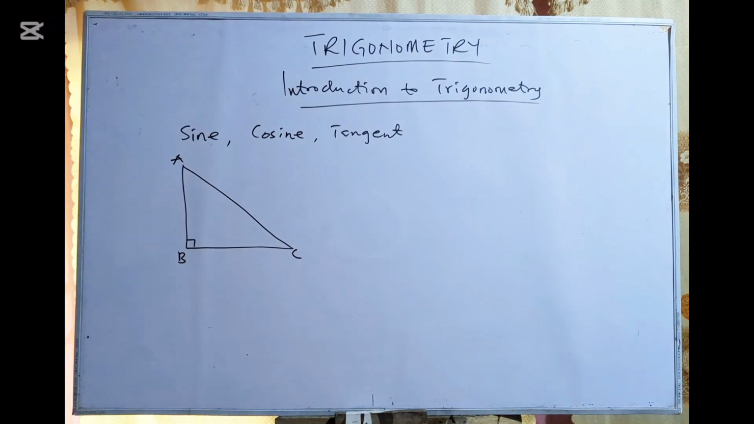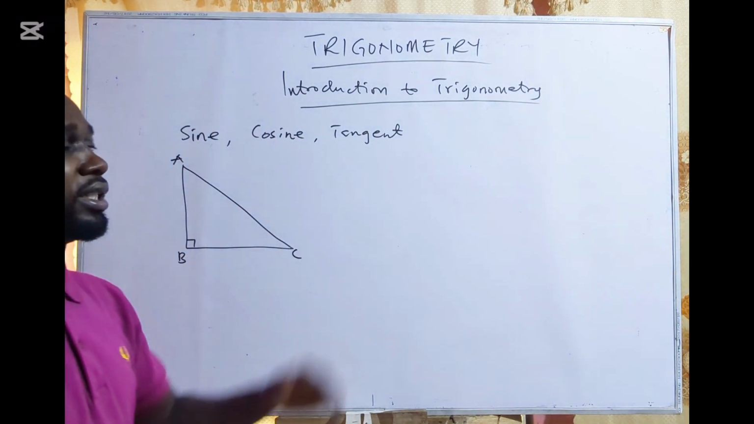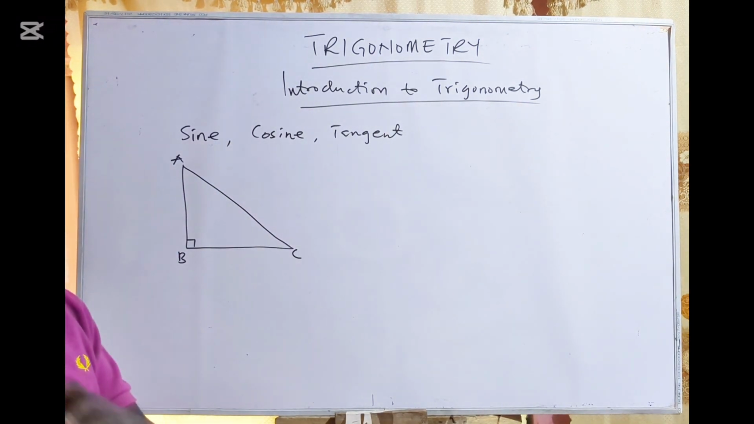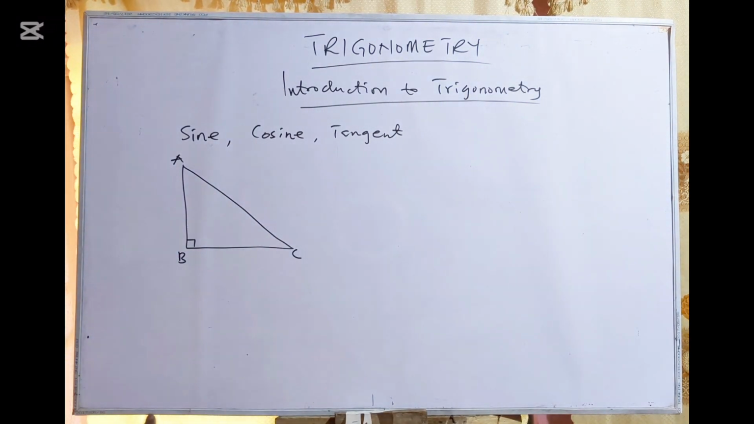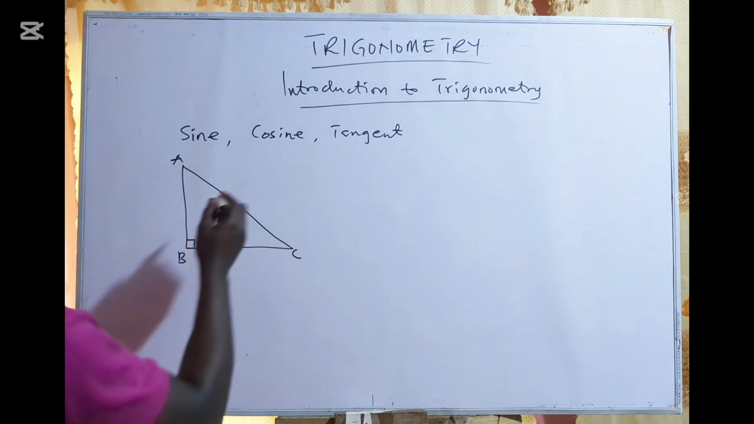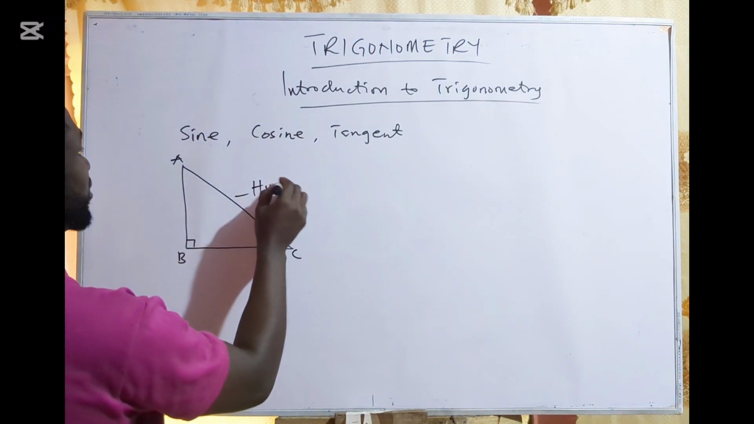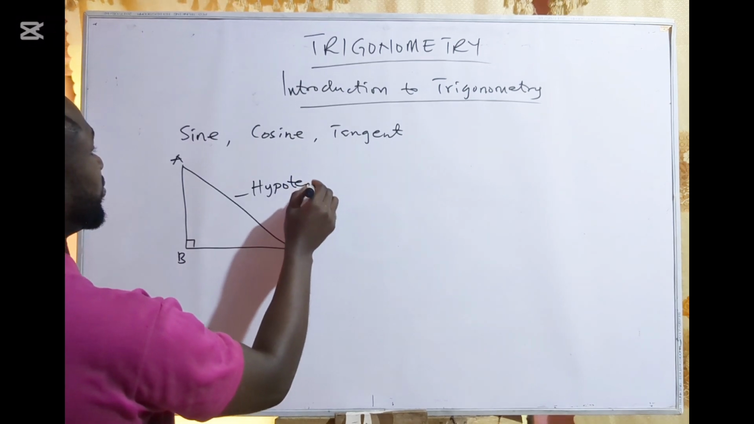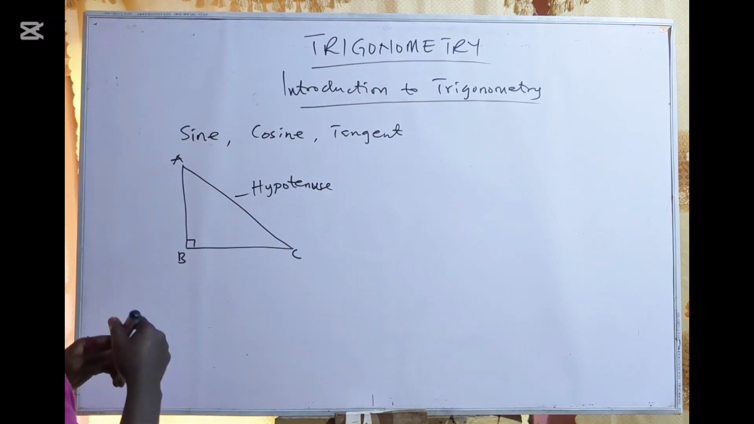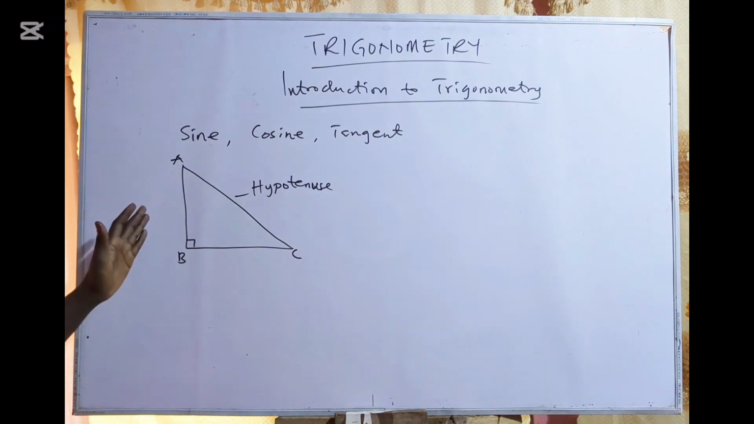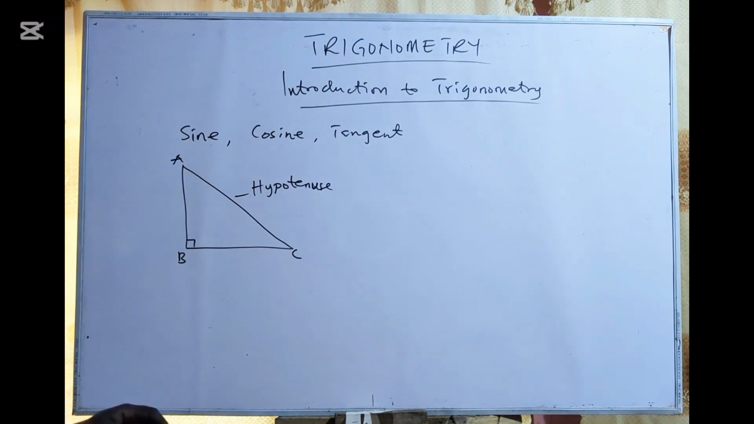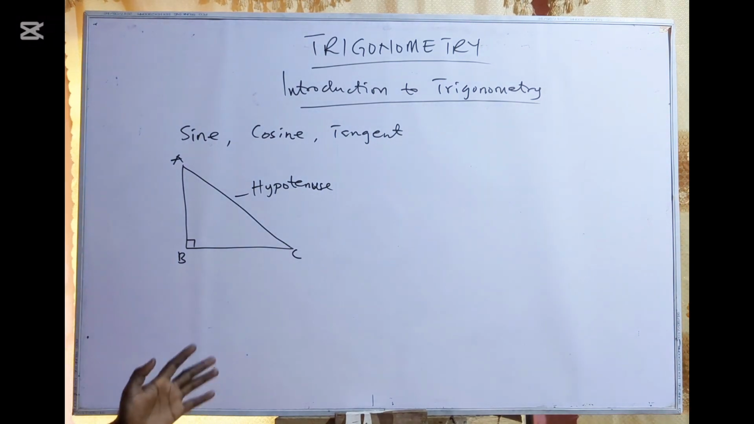So if it's a right angle triangle, let's look at how you can apply the three basic trigonometric ratios to find the angle and the side. If I have a right angle triangle, the side opposite the 90 degrees is the hypotenuse. And then we have the other two sides, the height and the base. The other two sides, one can be the opposite and one can be the adjacent.